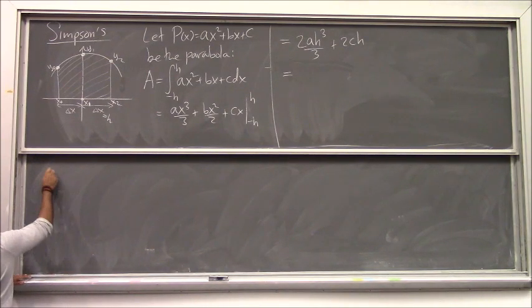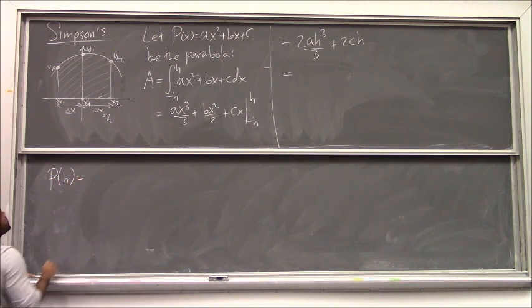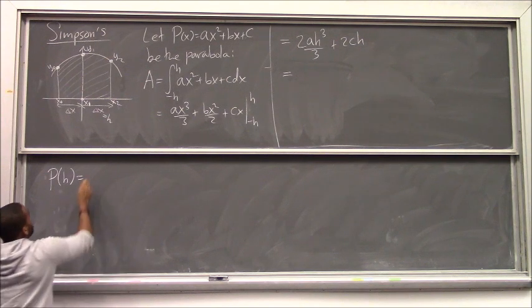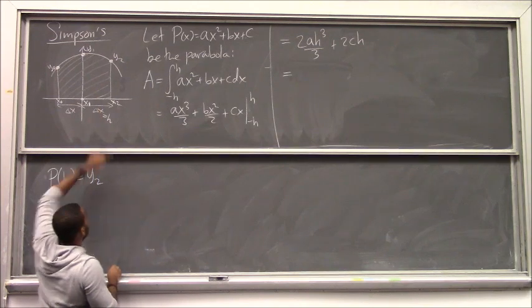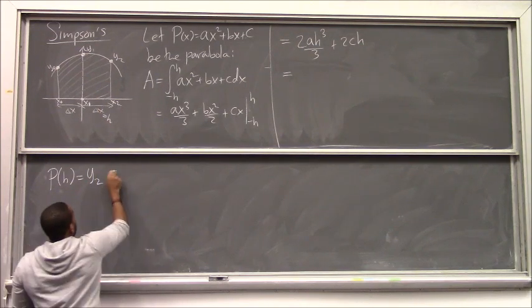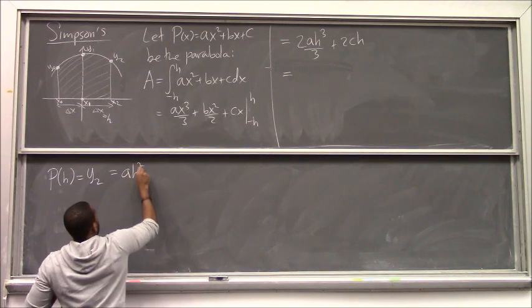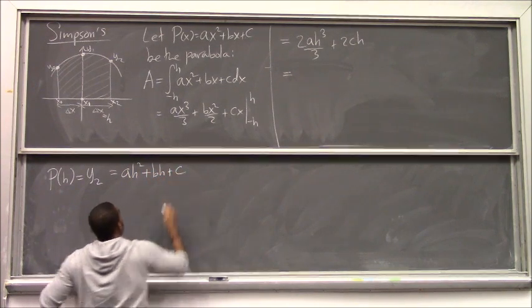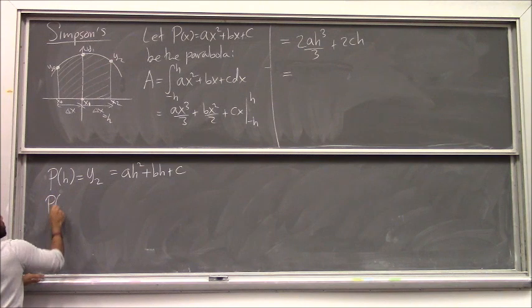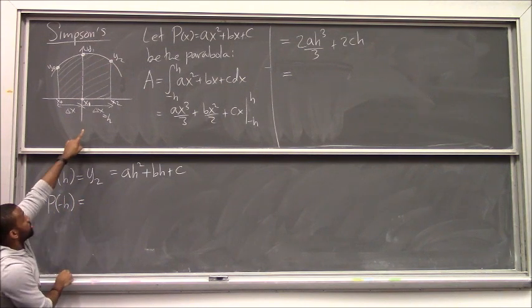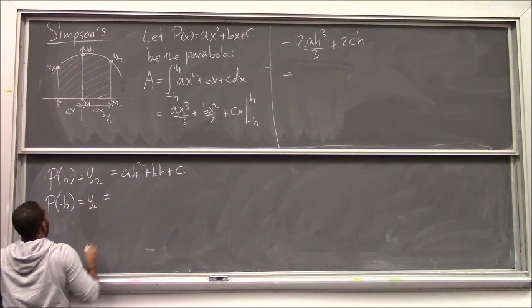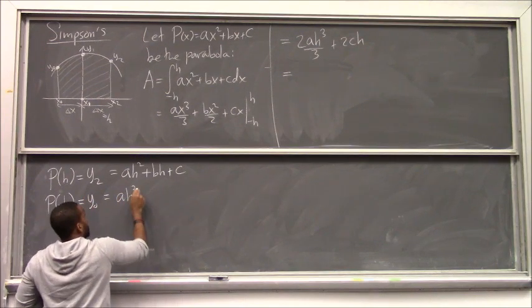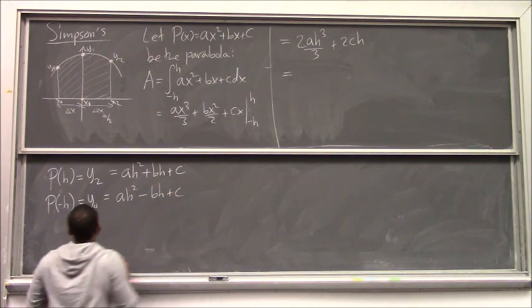Here are some things to notice. If I take p of h, notice that that gives me y2, right? So this is where x equals h, the output is y2, but p of h is also going to be ah squared plus bh plus c. Notice that if I take p of minus h, that's p at this coordinate, that's going to be your y0, and that will be ah squared minus bh plus c.